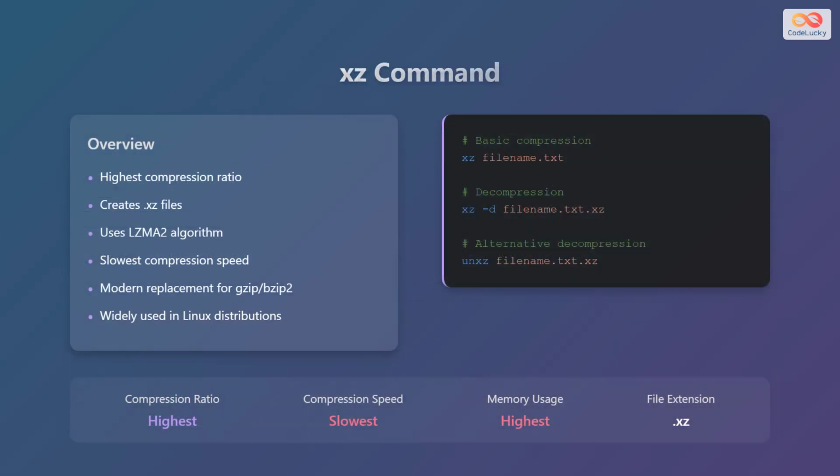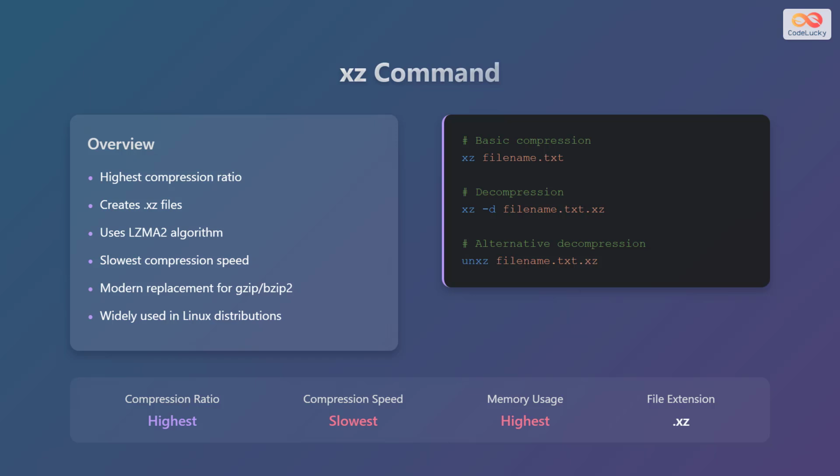Now let's delve into the xz command. Xz offers the highest compression ratio among the tools we're discussing. It creates files with the .xz extension. Xz uses the LZMA2 algorithm, which provides excellent compression. However, it has the slowest compression speed and also has the highest memory usage. It's considered a modern replacement for gzip and bzip2, especially in scenarios where file size is critical. Xz is widely used in Linux distributions for packaging and archiving.